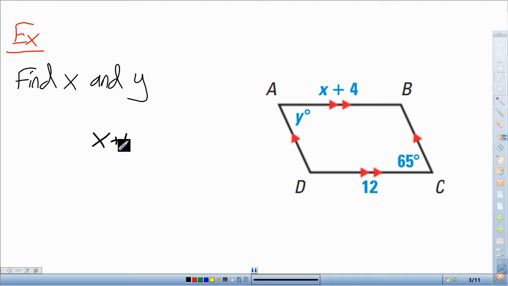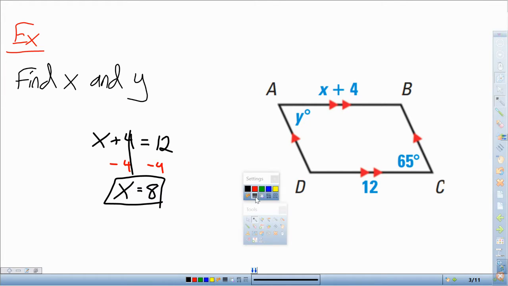I know that x plus 4 is equal to this opposite side, 12. Really simple math here. We subtract 4 from both sides. It looks like x is going to equal 8. Easy enough. When it comes to finding y, maybe even easier. We can see that y is one of our angles. And we know that when we have a parallelogram, opposite angles are congruent. If this angle is 65, this angle is 65. So there's really no math to be done. Let's just go ahead and show it. y equals 65 degrees.